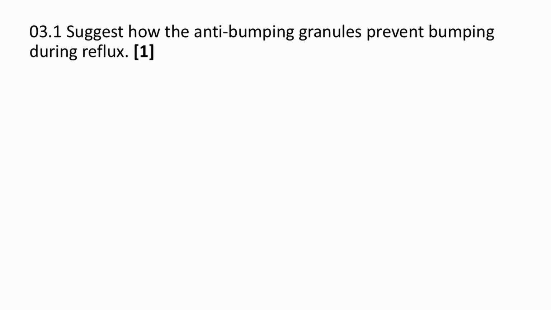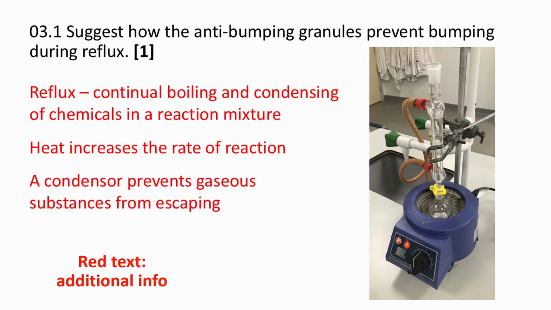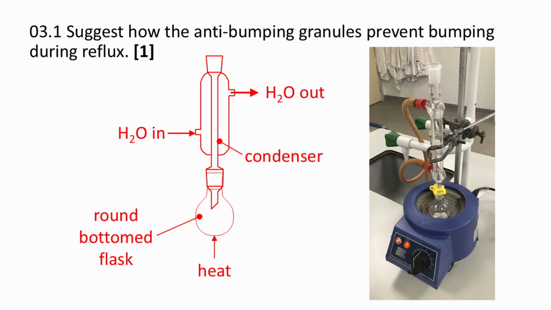The first part of the question is about anti-bumping granules that are used during reflux. Reflux is the continual boiling and condensing of chemicals in a reaction mixture. Heat increases the rate of reaction. A condenser prevents gaseous substances from escaping. The photograph on the right shows how the apparatus might be set up for a reflux in the laboratory. The diagram on the left shows the same apparatus. You could be asked to draw a diagram like this in an exam.